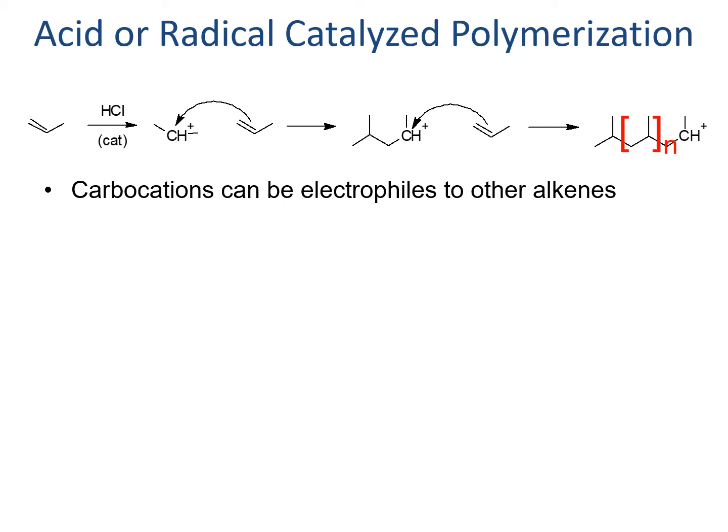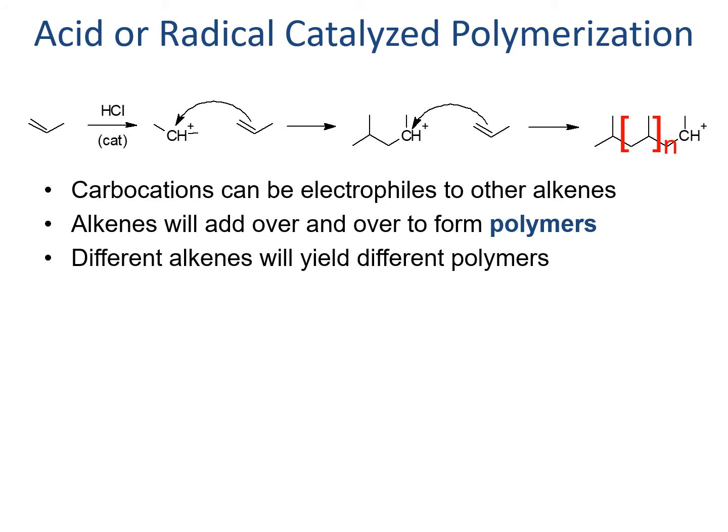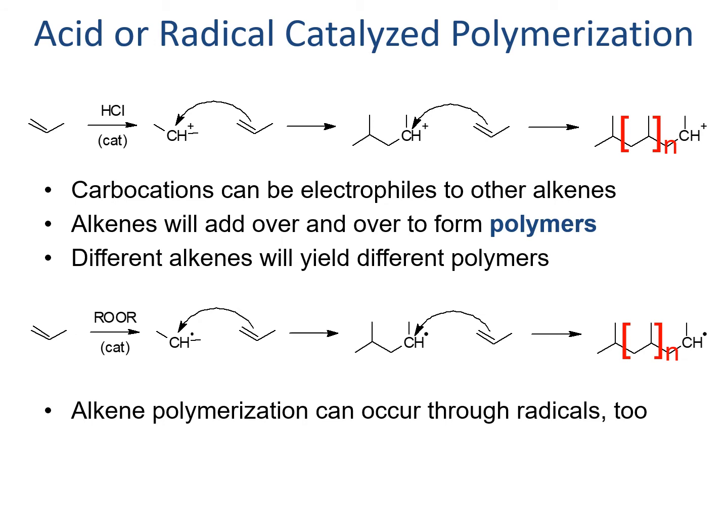We talked way back in Chapter 11 about how carbocations can be electrophiles to other alkenes. With a small amount of catalyst and a large amount of alkene, the alkenes can add over and over and over again many times. We call these polymers. Depending on the alkene, we can end up with different types of polymers. We can have similar propagation of a reactive species with a radical initiation of a similar polymerization, which is why we talk about polymers here at the end of all things.